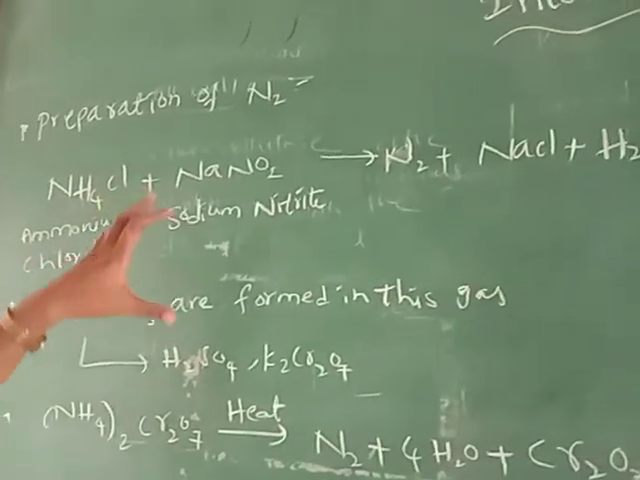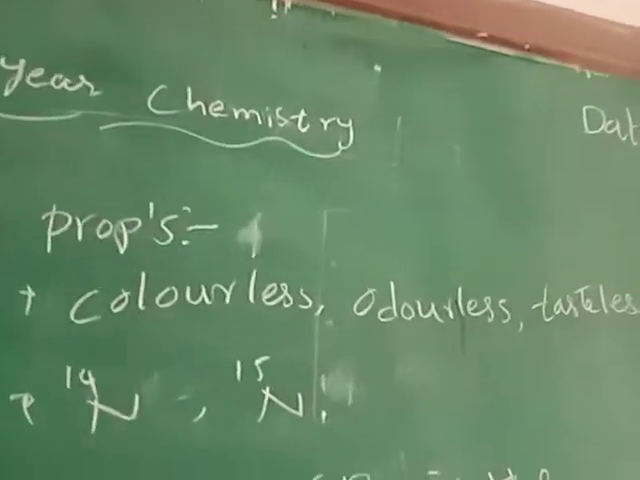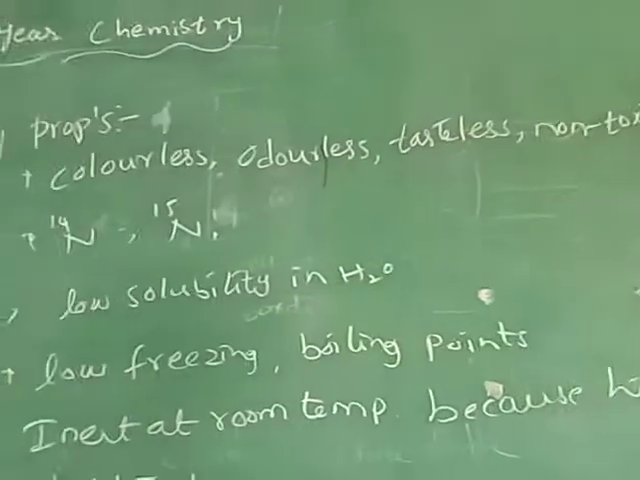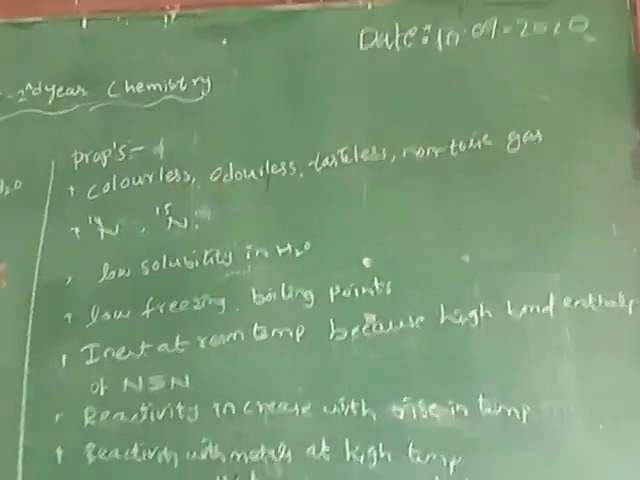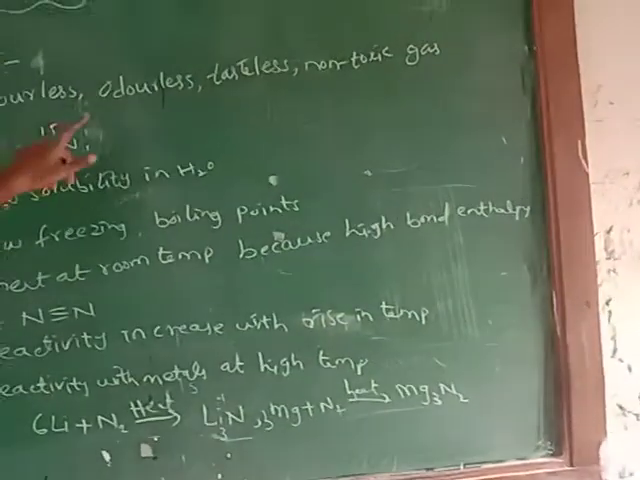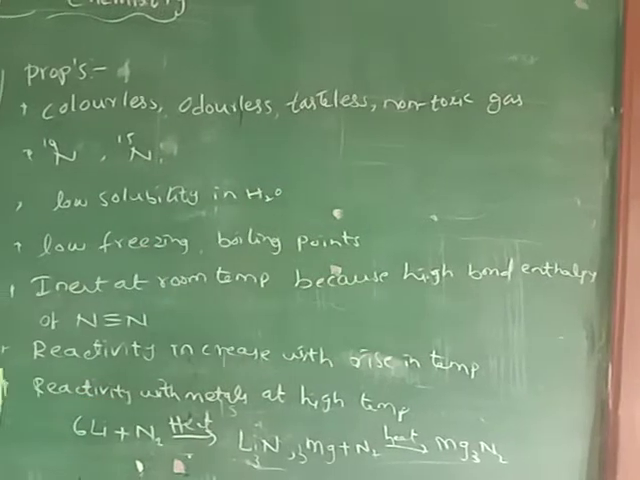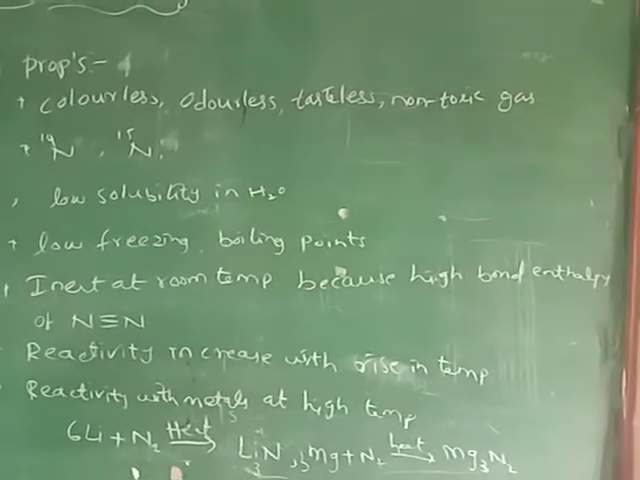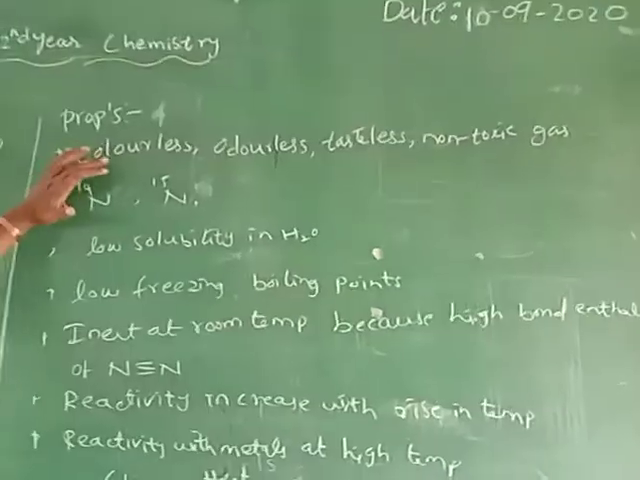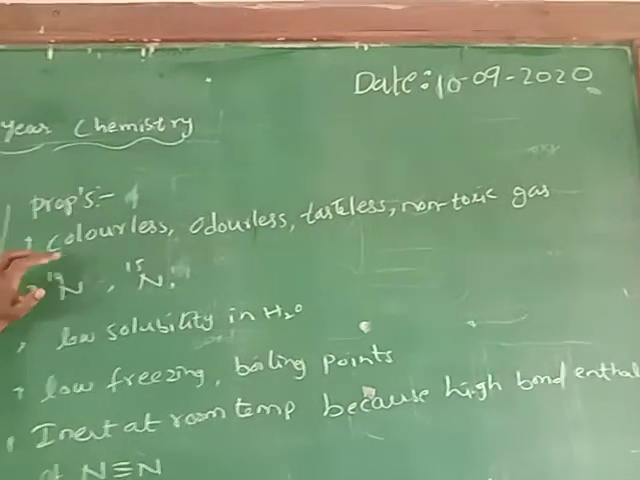All of you note down these reactions, and now we are going to discuss the properties of dinitrogen. Nitrogen is a gas, all of you know that. Dinitrogen does not have color. The physical properties of the gas are that it is colorless, odorless, tasteless, and a non-toxic gas.